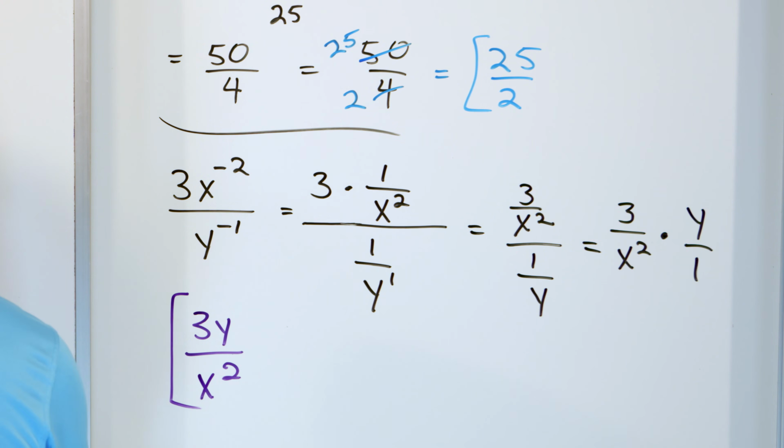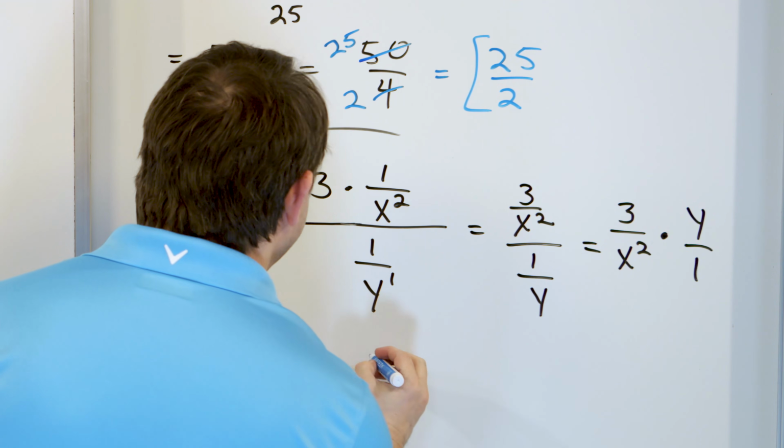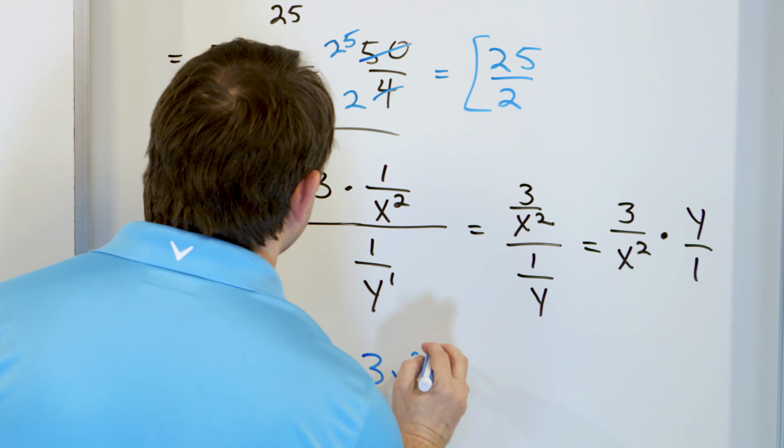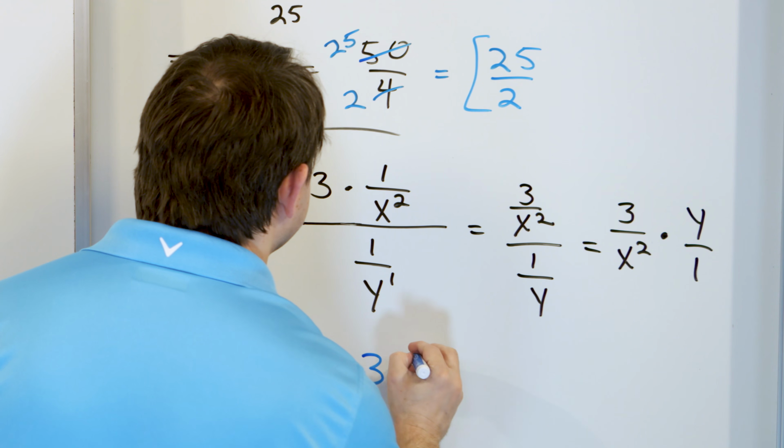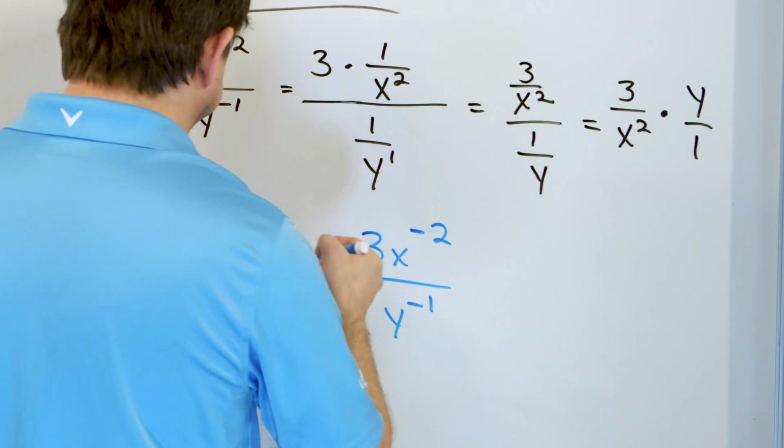Now, one more thing I want to say about this problem before I move on is the following. Let me rewrite this problem statement again. 3x squared, whoops, not x squared, 3x to the negative 2, y to the negative 1.